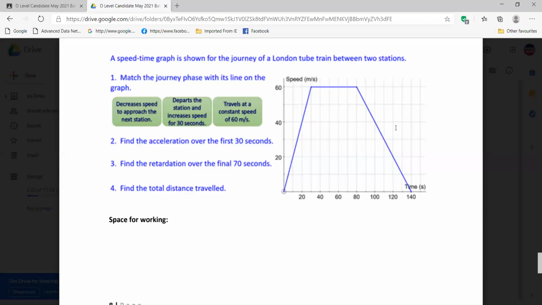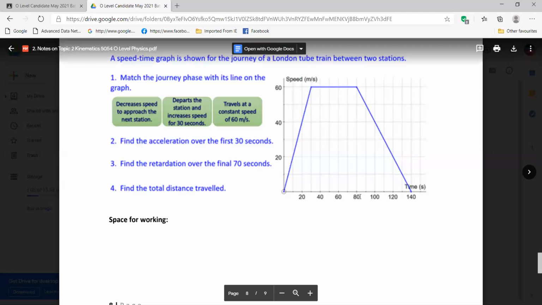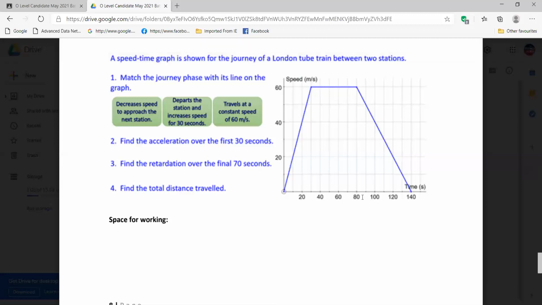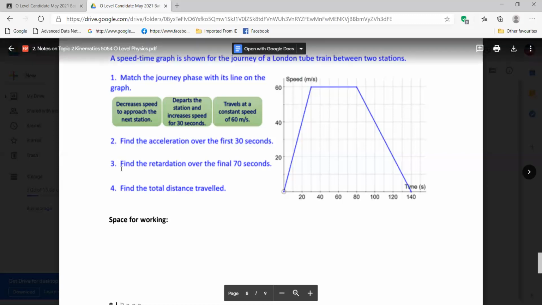3. How to do 3? Sir, I cannot do it. Find the retardation over the final 70 seconds. So it's from here 80 to 140. Is it 70 or 60? 60. So you correct it, it should be 60 seconds. Okay, sir. So it is find the retardation.